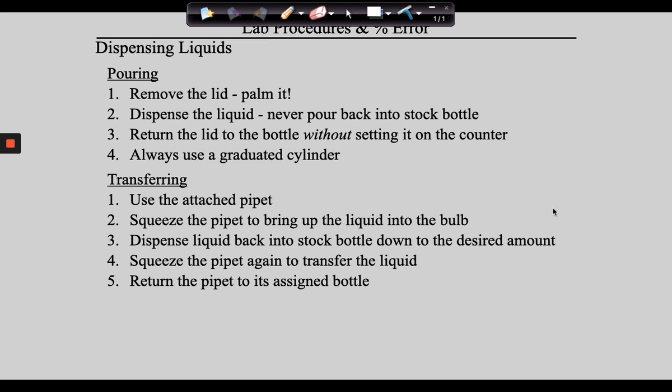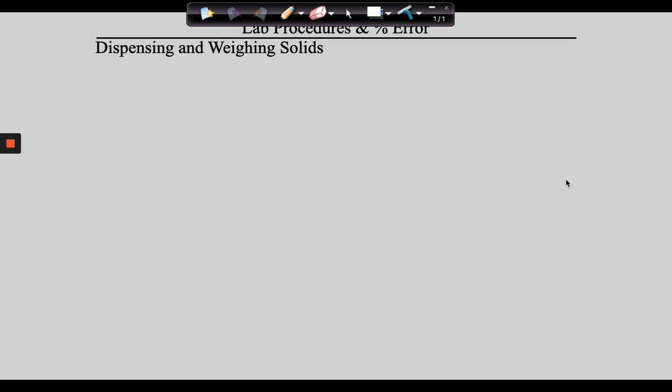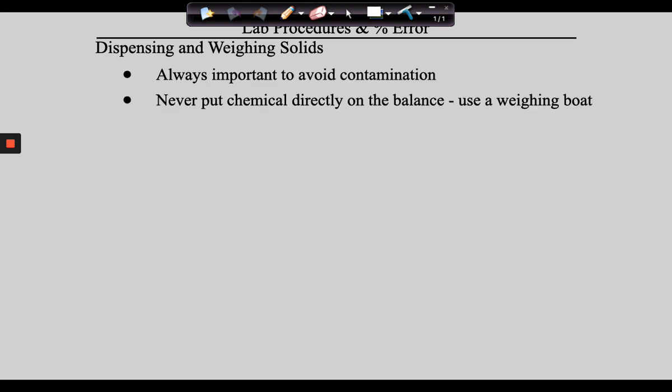So then, one more skill or technique that you need to be aware of. This is how we dispense and weigh solids. This is what is called the tap technique. Now, understand that this is also all about contamination.